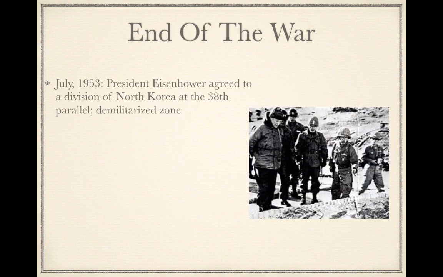So the end of the war will occur in July of 1953 under President Eisenhower, and he will agree to a division of North Korea at the 38th parallel. So back to the same division that was at the start of the war. And there will be a demilitarized zone, or an area without military.